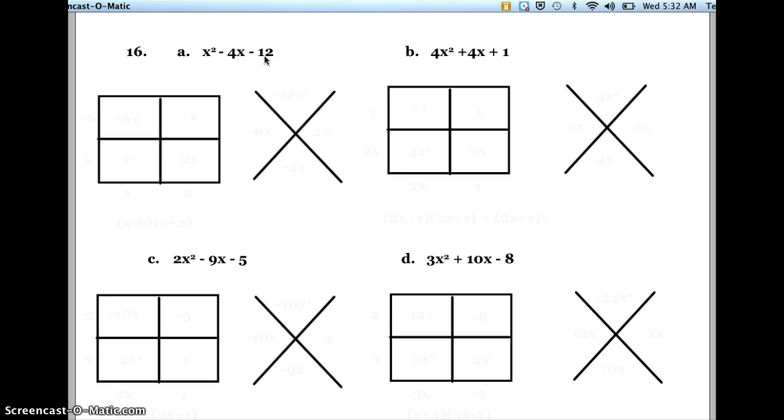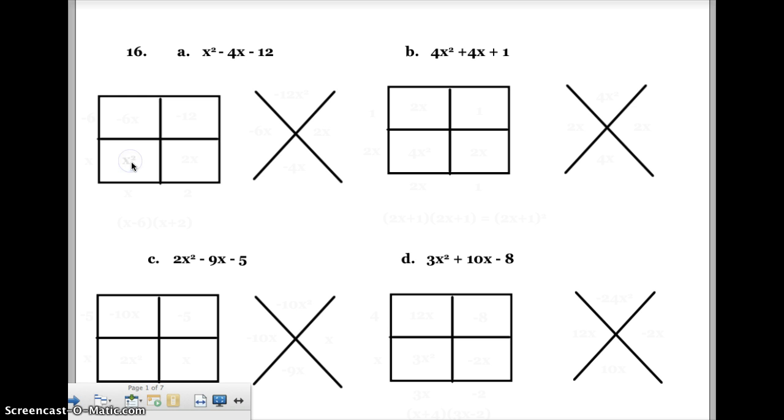Okay? So when I do this, I always put my bigger tiles down in the bottom left-hand corner. Those are my x squared tiles. So let's go ahead and make my x squared tile down there. And then I always put my unit tiles up in my upper right-hand corner. In this case, that's going to be negative 12, so I'll put negative 12 up in the upper right-hand corner.